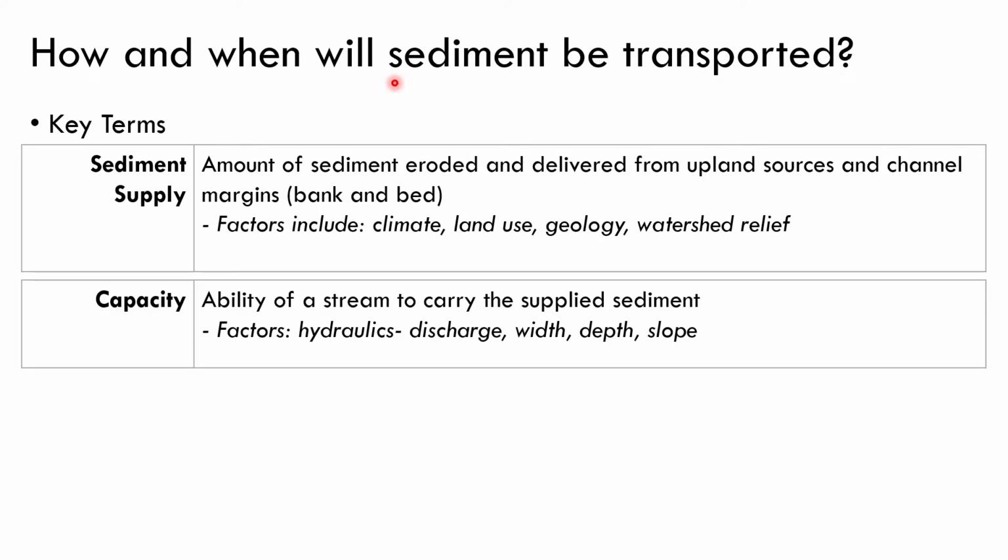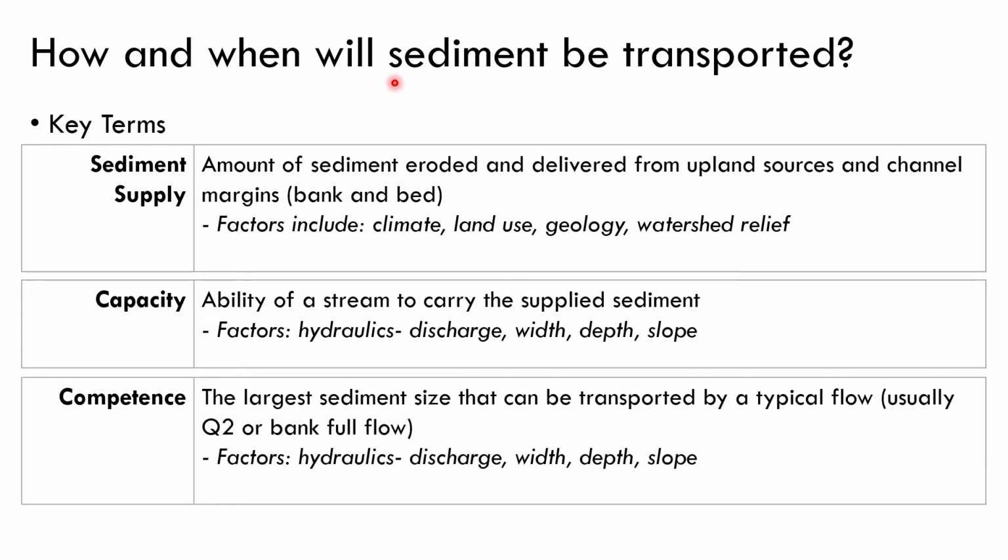Okay, because all of those things will play into things like critical shear stress for the sediment, and that's important in determining how much capacity a river has. And the last term is the idea of what we call competence, which is the largest sediment size that can be transported by a typical flow in a stream.